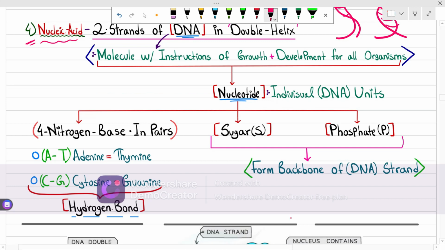Nucleotides are divided into three main groups. The first one is four nitrogen bases in pairs, adenine with thymine, and cytosine with guanine. These four nitrogen bases in pairs are held by the hydrogen bond. So the hydrogen bond holds these nitrogen bases together. Then we have sugar and phosphate. These form the backbone of the DNA strand.